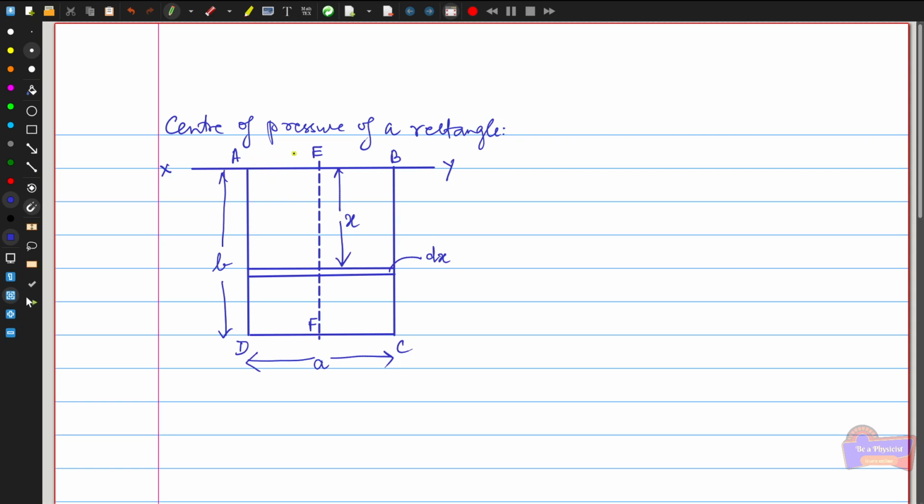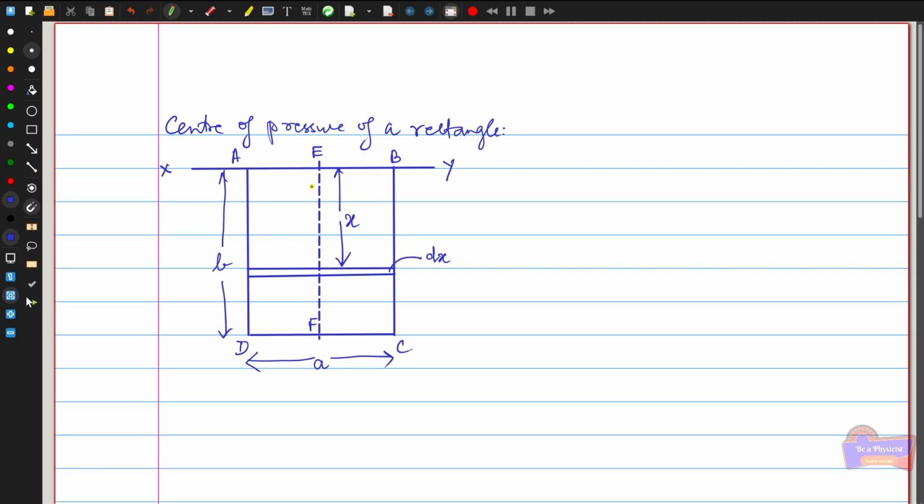In order to find the center of pressure of a rectangle, we take a rectangular lamina which is immersed vertically in the liquid, with one edge on the surface of the liquid. We consider XY as the surface of the liquid, and ABCD is the rectangle which we have considered, having a length of b and a breadth of a. AB is nothing but a, and AD and BC are equal to the length b.